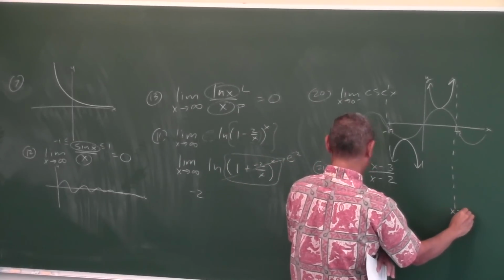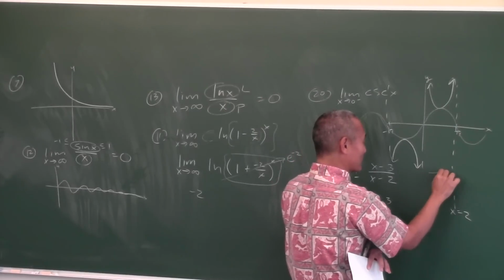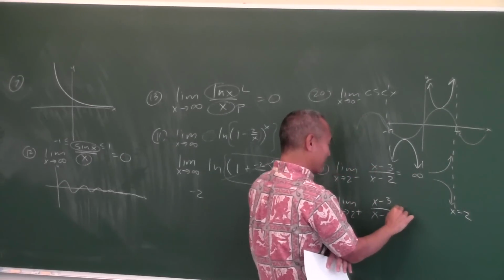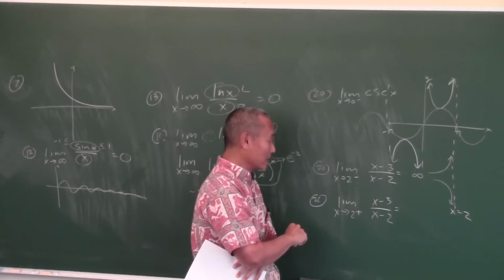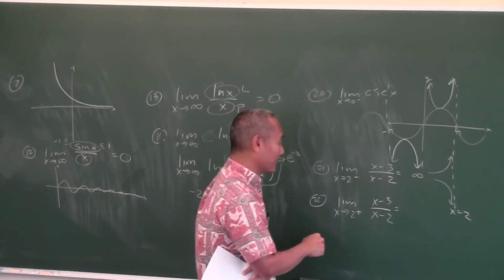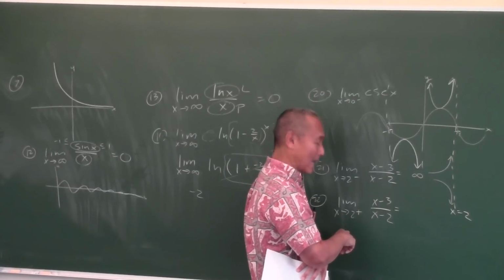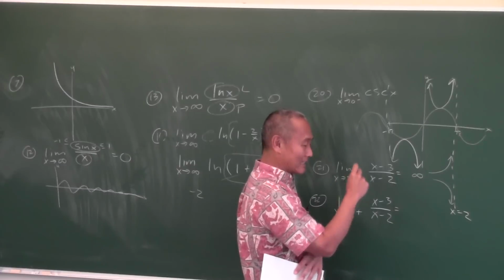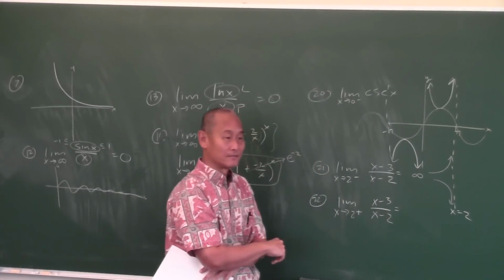Which means, what? Coming from the left, there can only be 2 possible answers. Either it's going to go positive infinity or negative infinity. And how did I tell you yesterday how to figure it out? Plug in a number very close to 2 on the left, like 1.999. 1.999 minus 3 is negative. 1.999 minus 2 is negative. Negative over negative is positive, so the answer is positive infinity.